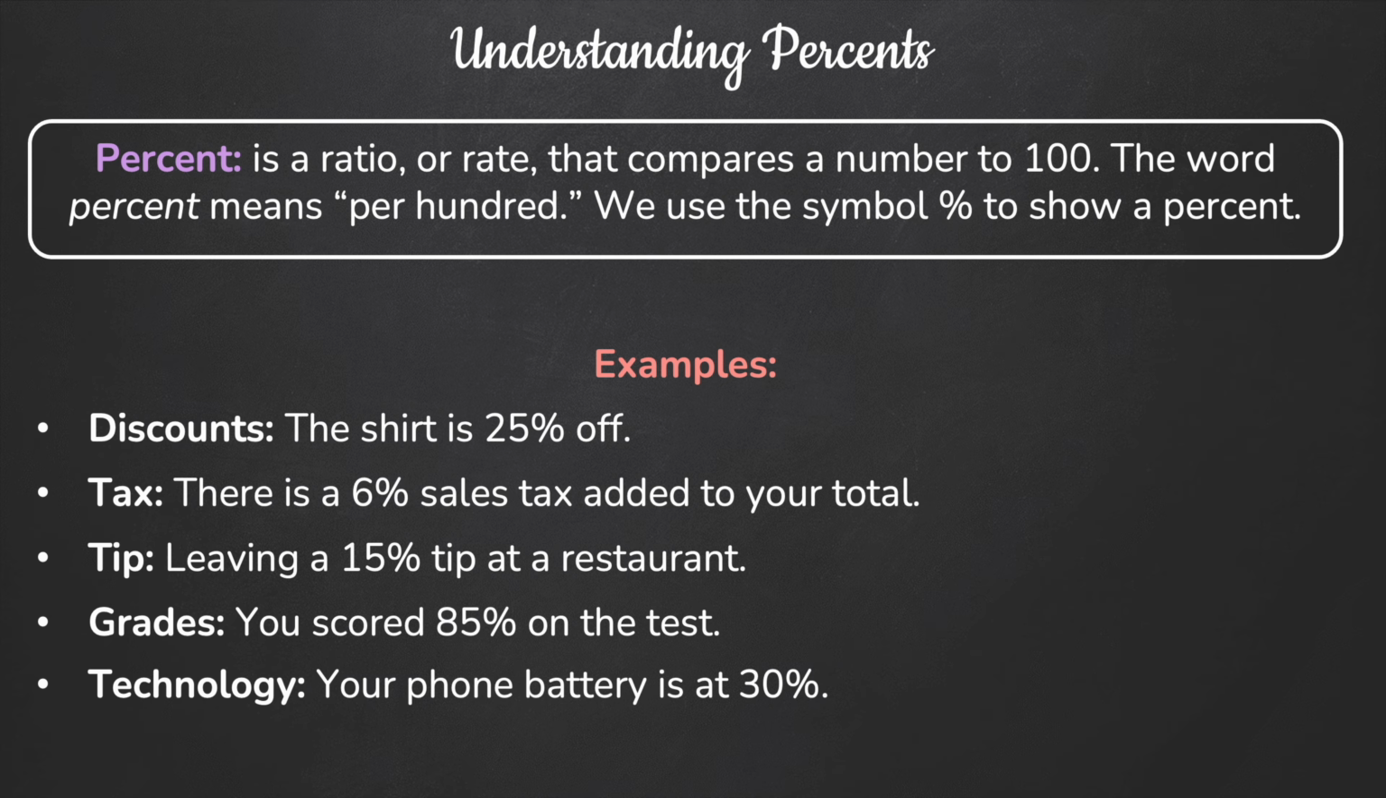Then we have our technology. So we have our phones, our tablets, our laptops, and a lot of times the battery will have a percentage indicating how much battery it has left. So for example, if your phone battery is at 30%, it's more on the lower side of the percentage.